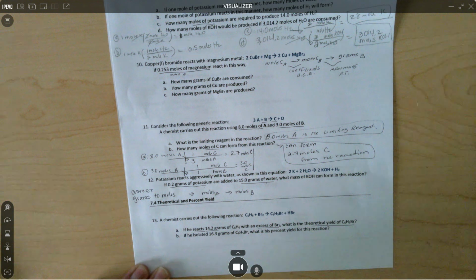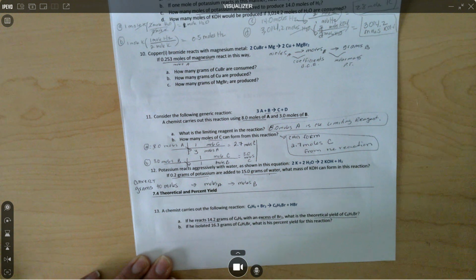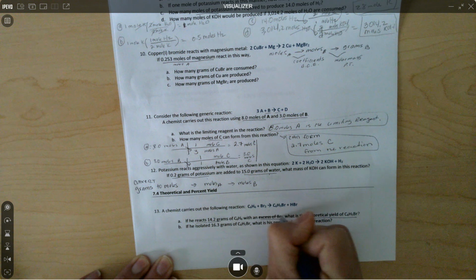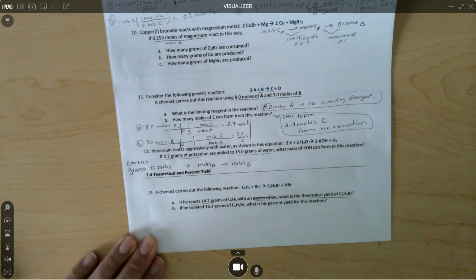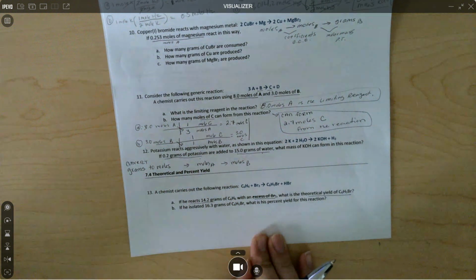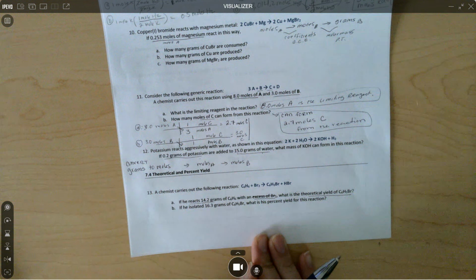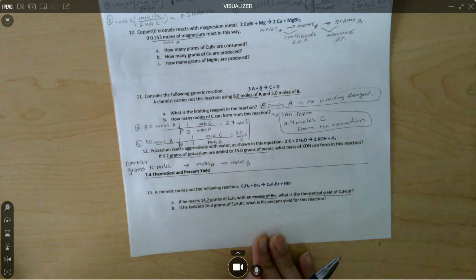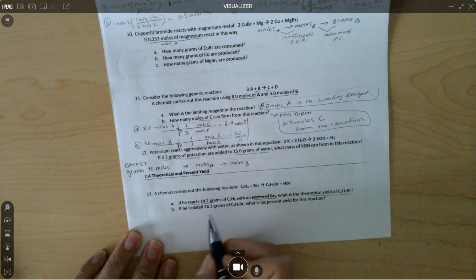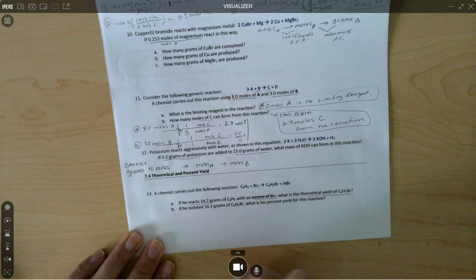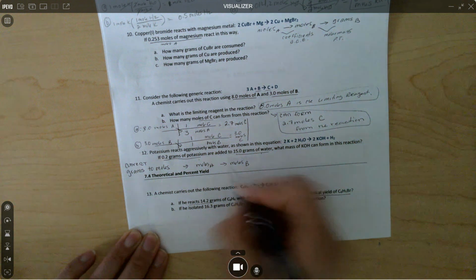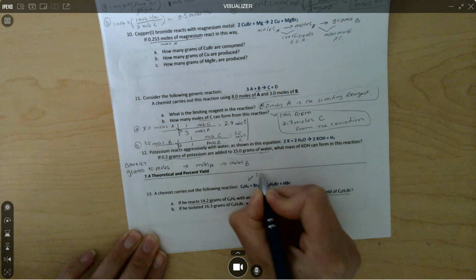Now remember, every time you hear something is in excess, that means don't worry about it. Cancel off, whatever, it's gone. We have so much of it that we're not even bothered to know what it's going to produce because there's too much of it. So therefore, our C6H6 is going to be our limiting reagent. Okay, so this one's our limiting reagent.